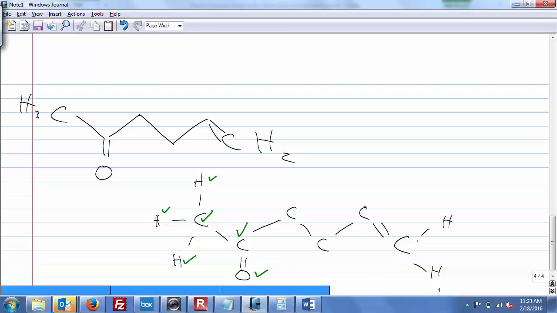This carbon on the very end has a double carbon bond there and a single with the hydrogen, so check. Hydrogens are done, check, check. Now, what remains are these 3 individual carbons in the middle.